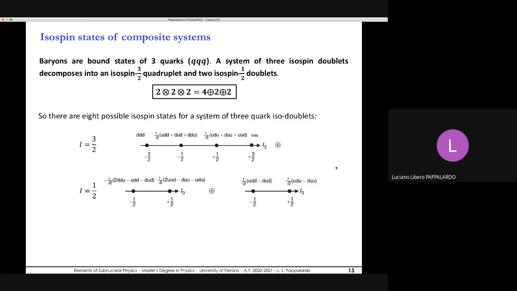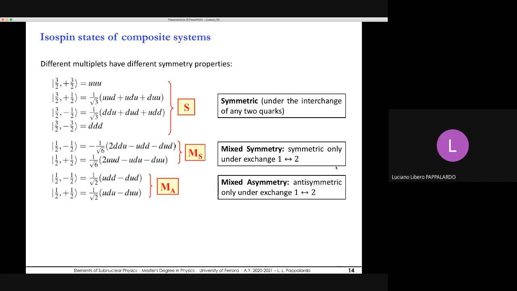So it is now important to check the symmetry of these multiplets. For the quadruplet, 3/2, with the 4 projections, these states are all symmetric under exchange of any 2 quarks. So S stands for fully symmetric, and this you can immediately check by eye.